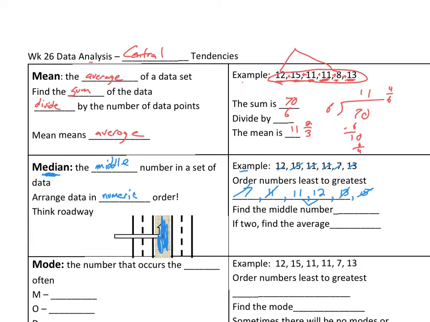If you have 2 middle numbers, you need to find the average. If 2, find the average. So what's between 11 and 12? Well, I can find the mean. 11 plus 12 divided by 2, 23 divided by 2 gives me 11 and a half. Okay. Or you could just think, what's between 11 and 12? 11 and a half. All right, so anytime you have an even number of data points, you'll have to find the average. If you have an odd number, then you'll only have one.